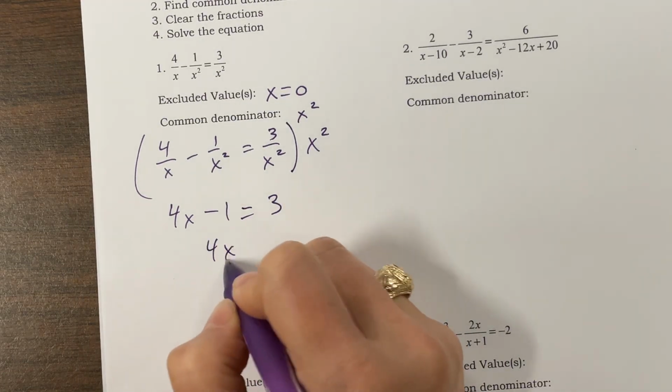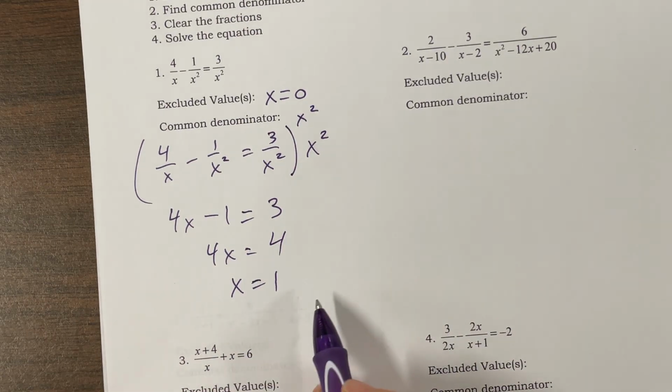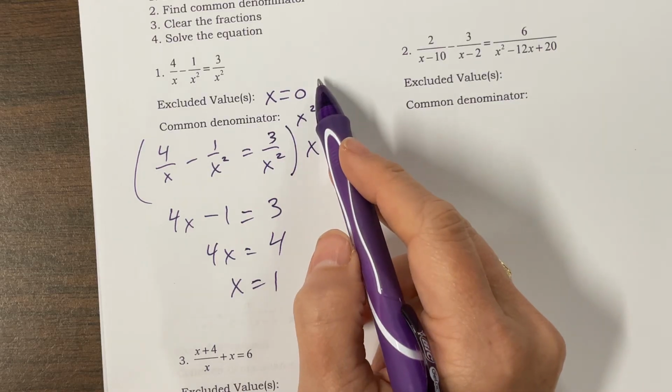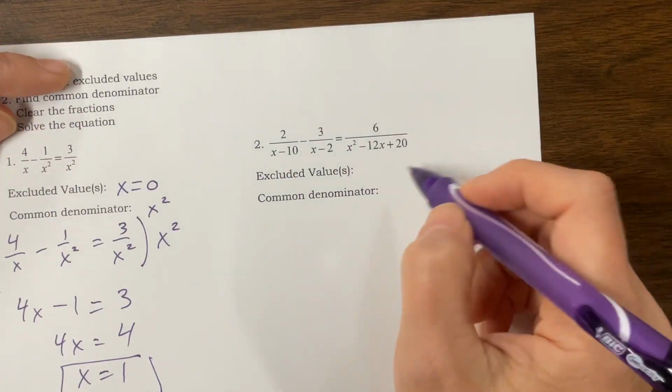Okay, we're going to add 1. We're going to get 4x equals 4, and therefore x equals 1. Is that something that we excluded? No, it's not. We're done.